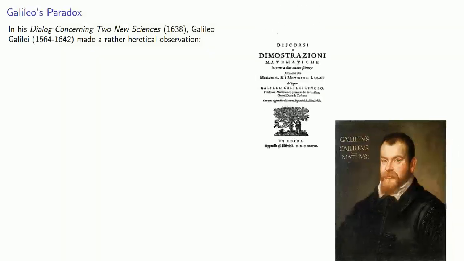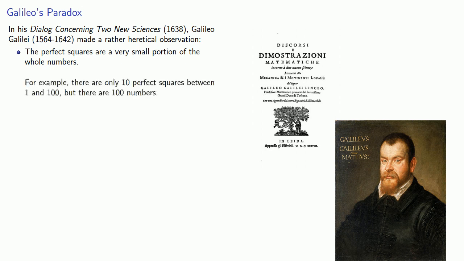In his Dialogue Concerning Two New Sciences, Galileo Galilei made a rather heretical observation. The perfect squares are a very small portion of the whole of numbers. For example, there are only 10 perfect squares between 1 and 100, but there are 100 numbers. But every number has an associated perfect square. For example, the number 1,357 is associated with the number 1,357 squared.